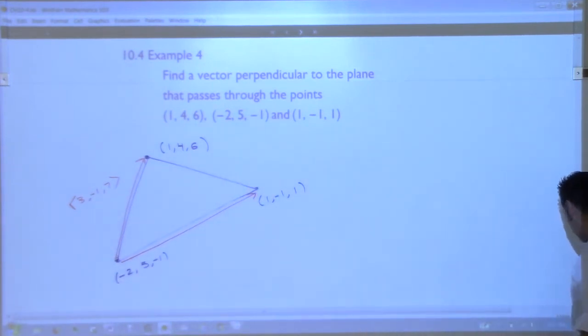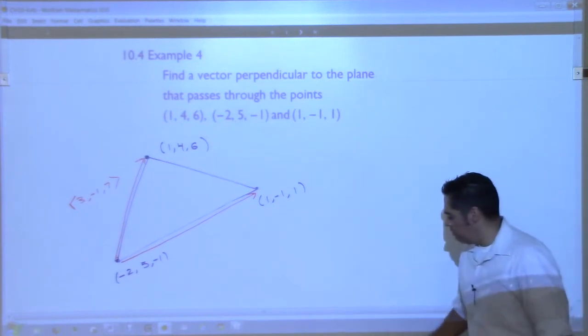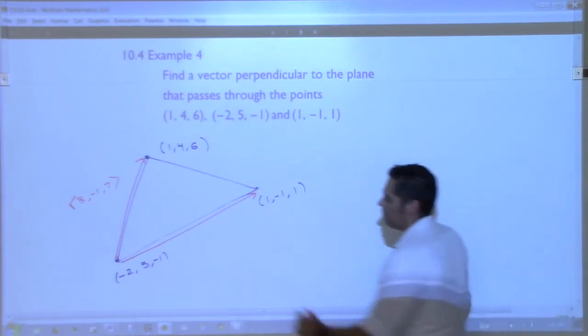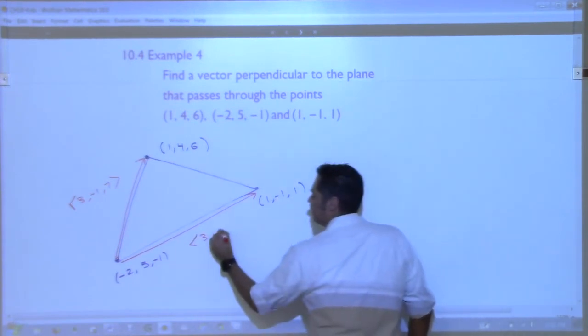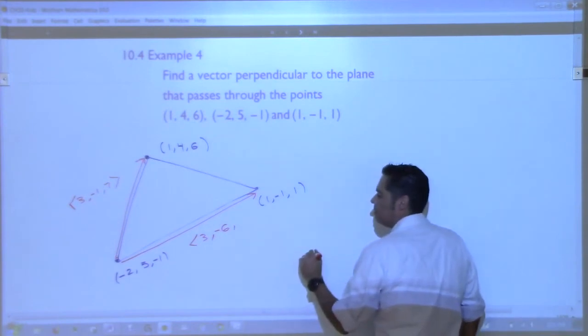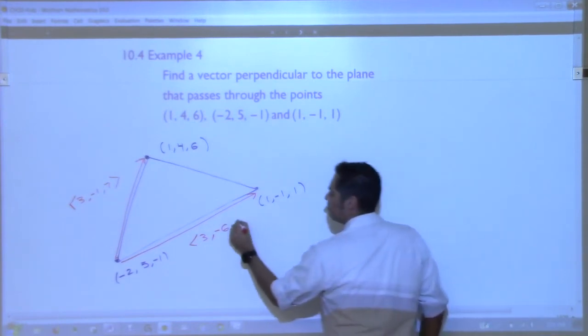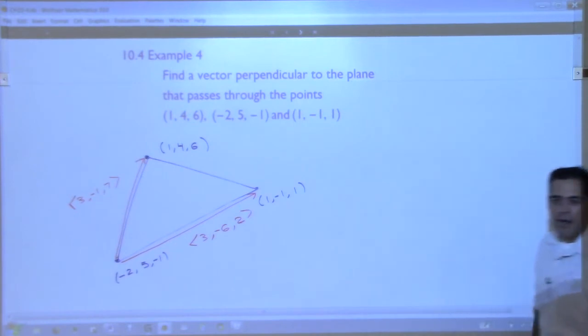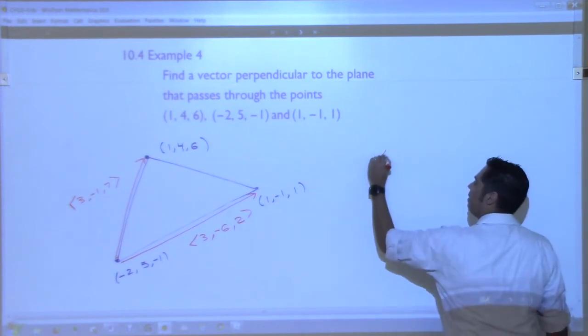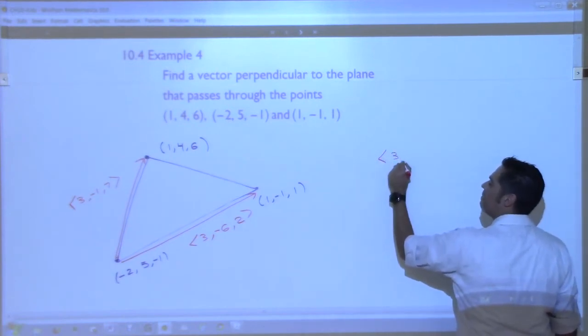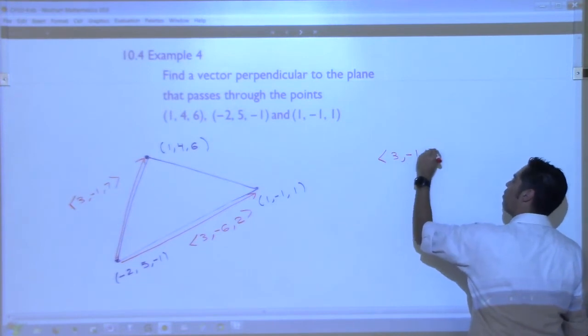So, Audrey, what's that vector? 3, -6, minus minus 2. Okay, there we go. All right. So now we have two vectors. Adam? What am I going to do with those two vectors? Cross product.